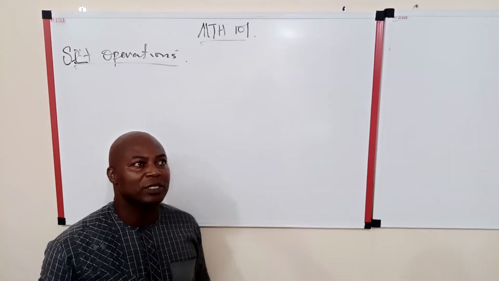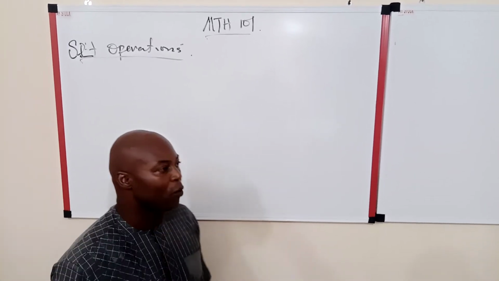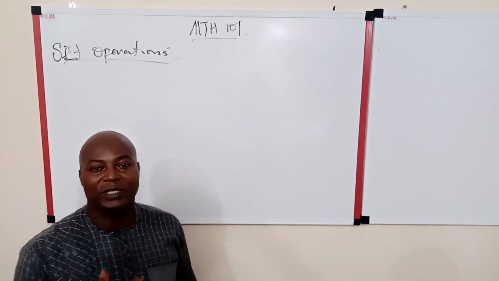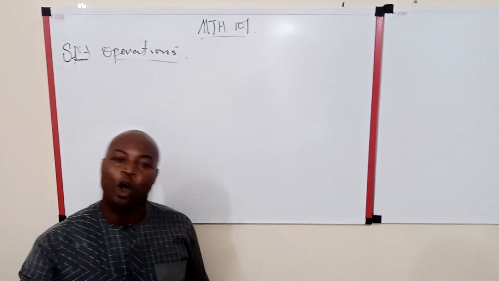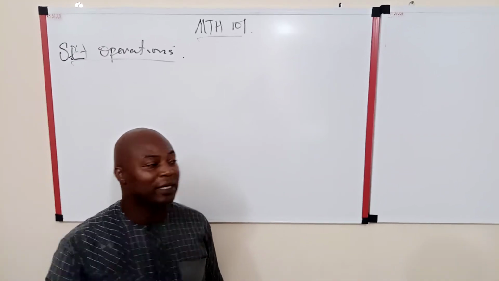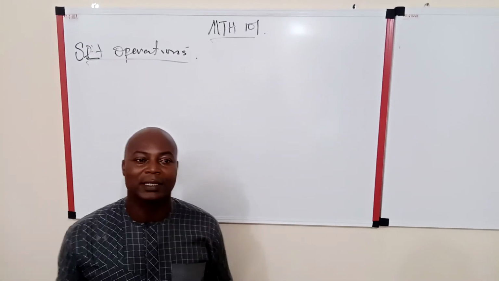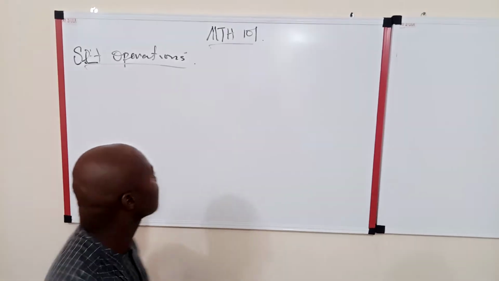Now, in set operations, I can say we have four main kinds of set operation. One is the union of sets, the other is the intersection of sets, and we have the difference of sets and the complement of sets. Four main kinds of set operation. But for the course of today's class, we're going to look at the union and the intersection of sets.